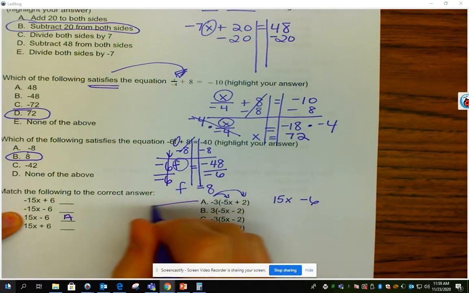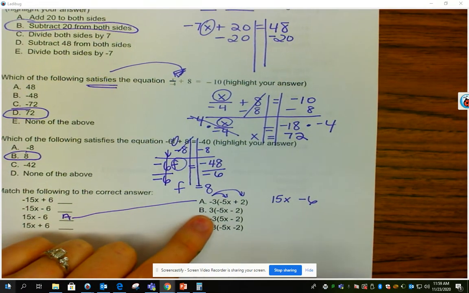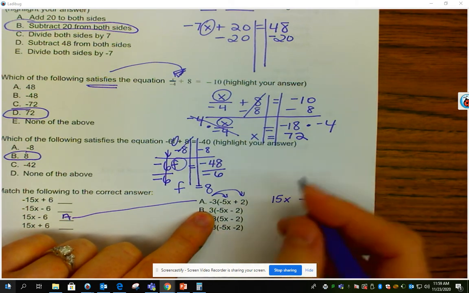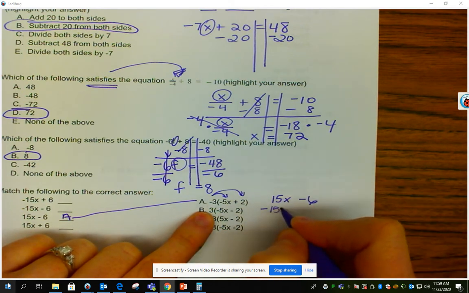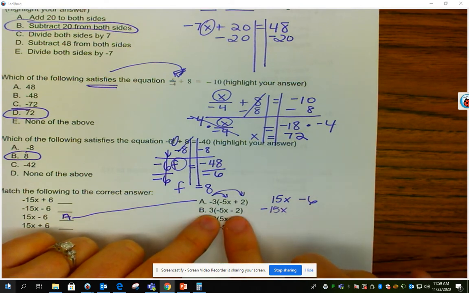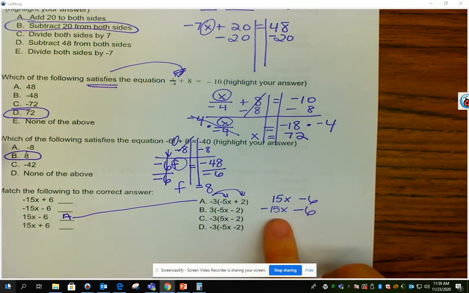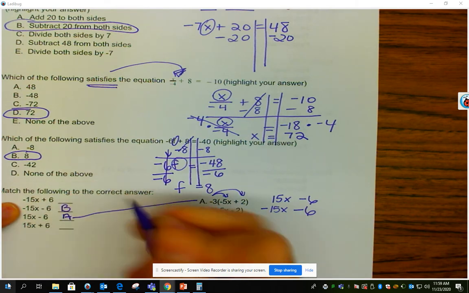So these two match. Okay, here, positive 3 times negative 5x, different signs, so negative 15x. Positive 3 times negative 2, different signs, so that would be negative 6. So negative 15x minus 6 would be here. This would be B.